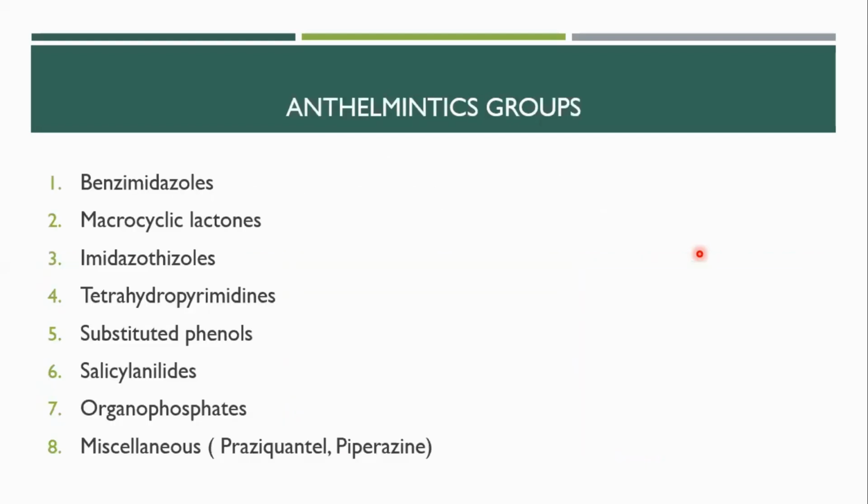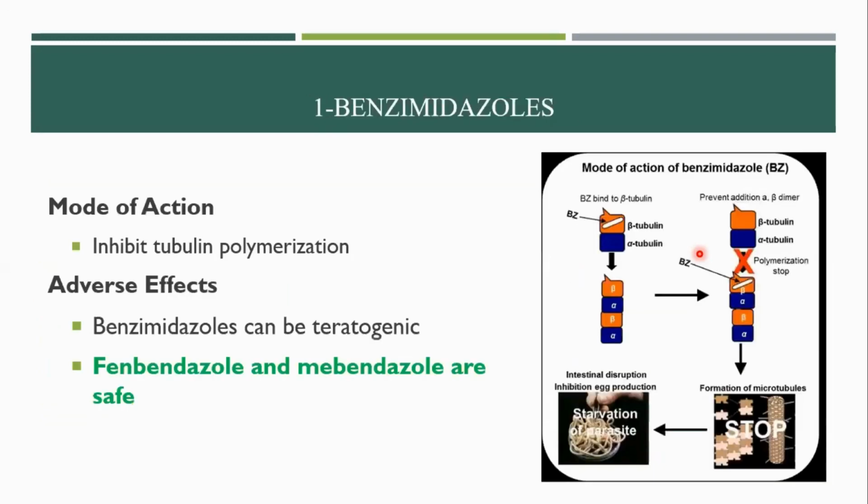There are 8 major groups of anthelmintic drugs. I have enlisted all of the 8 groups. Now one by one, we will discuss the mechanism of each group briefly and then give some examples of each group. The first group is benzimidazoles. Benzimidazoles basically work by inhibiting the polymerization of the tubulin protein. And when there is inhibition of polymerization, the parasite cannot uptake the glucose, which leads to starvation of the parasite and ultimately death of the parasite.